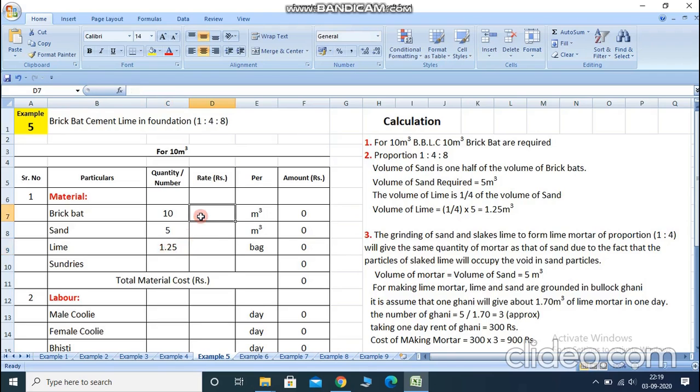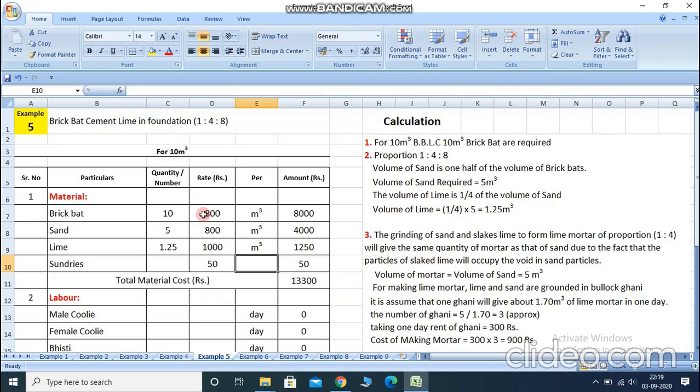As per the textbook rate, the brick bat rate is 800 rupees per meter cube. The sand rate is 800 rupees per meter cube, and the lime rate is 1000 rupees per meter cube. We also include 50 rupees as extra cost.